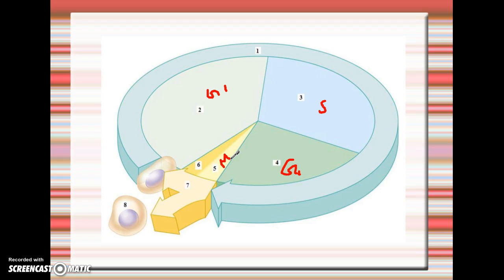M phase can either be mitosis or meiosis, depending on the type of reproduction. 6 shows cytokinesis, which is the division of cytoplasm.